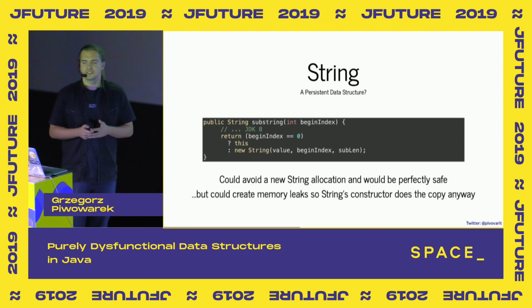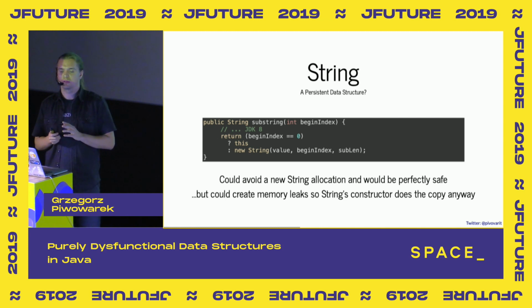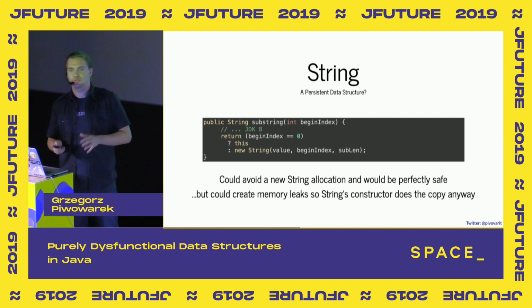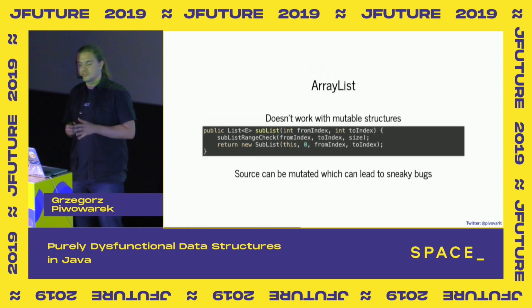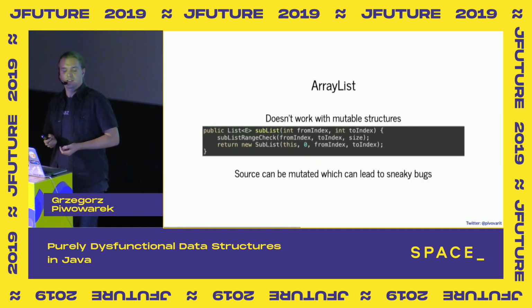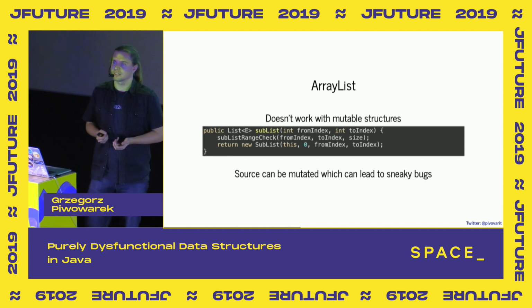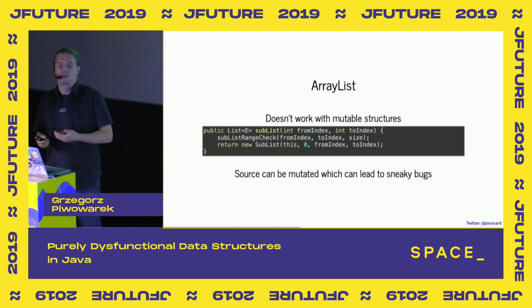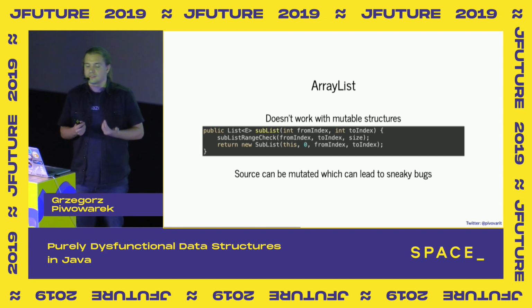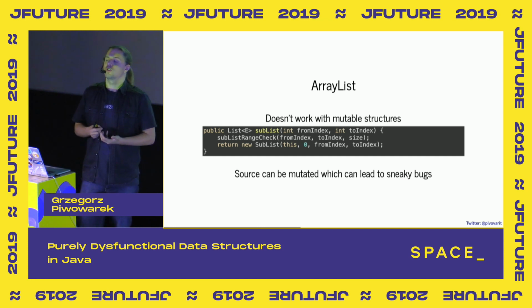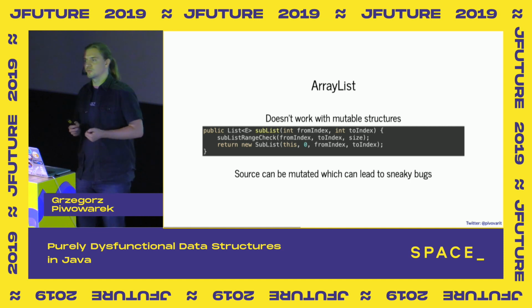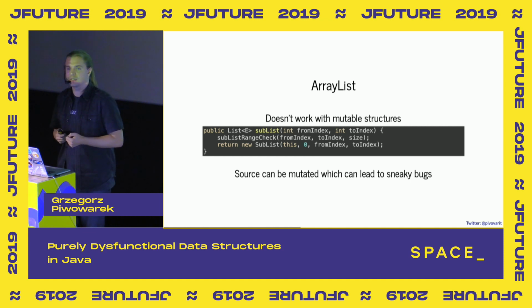However, there's a slight complication if you try to apply the same idea to mutable data structures. This is, for example, the case with the ArrayList. ArrayList exposes a very similar method called subList that allows you to specify a beginning and an end index. It actually returns a view over the original list without doing any form of copying. And it can be very damaging.